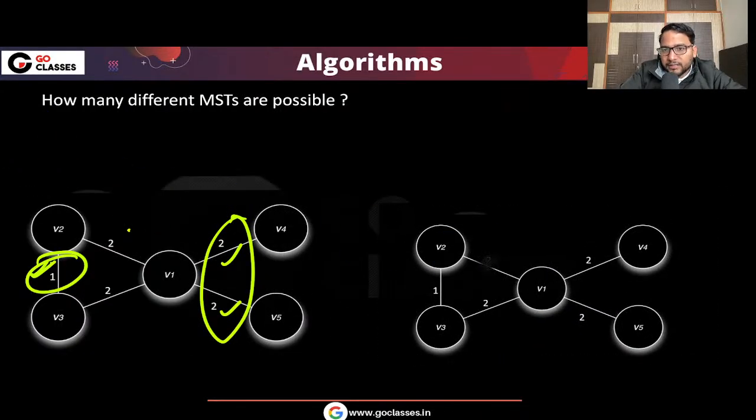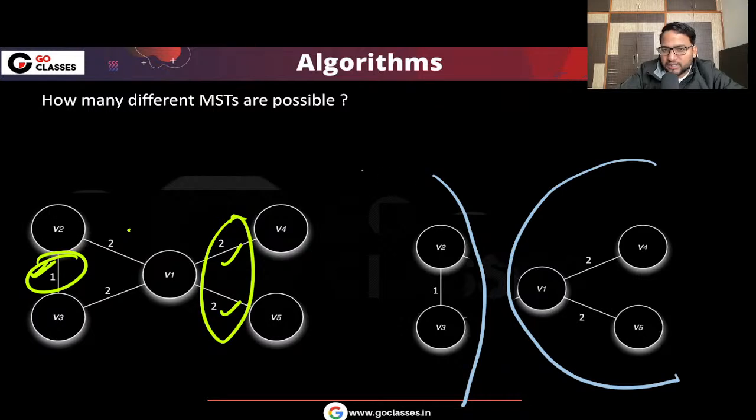You will say that given this graph, these particular edges are anyway part of the MST, which I have just drawn. Now you want to know how many MSTs are possible. So you want to connect these two countries. Let's suppose you want to connect these two countries.